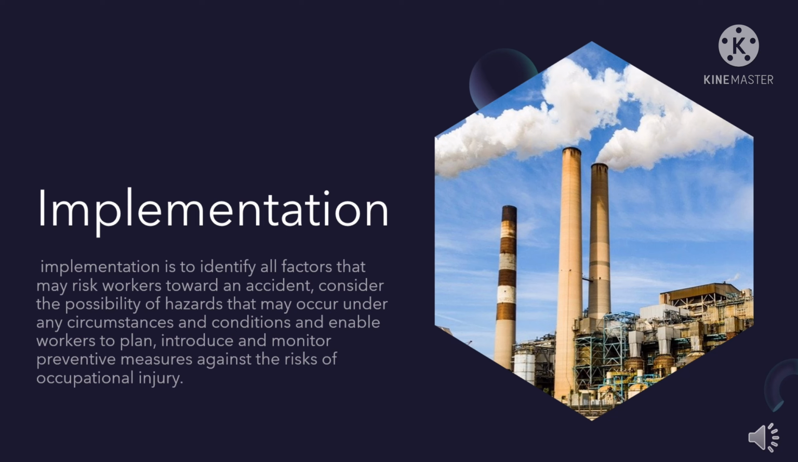The step after risk control is the implementation of the risk assessment we did. To implement a risk assessment is to identify all the factors that may put workers at risk of an accident, consider the possibility of hazards that may occur under any circumstances and conditions, and enable workers to plan, introduce and monitor preventive measures against the risk of occupational injury.